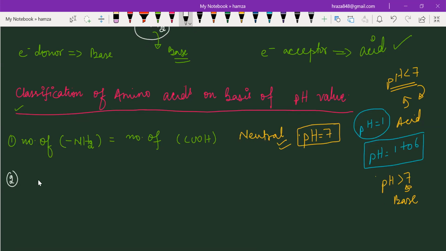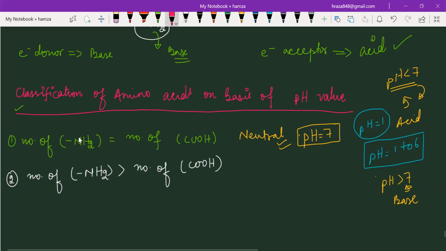Yes, sir. Now see, number of NH2 group, that means basic group. If base group are greater than number of COOH group, what will be the nature of compound? Acidic or basic? Tell me. What is NH2? Base. And if base greater, it will be basic. Very good. That means pH greater than 7.